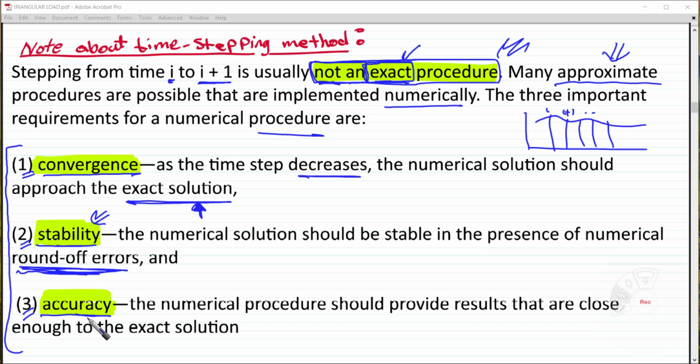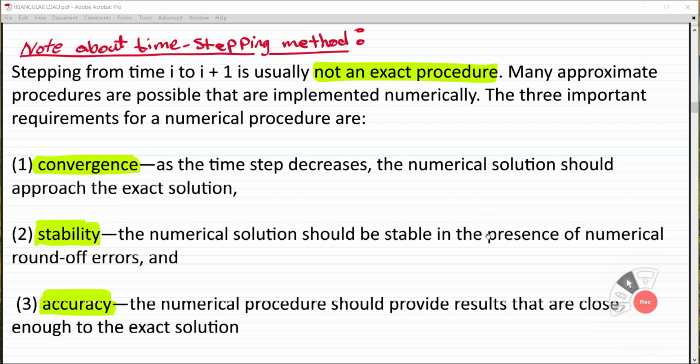The third one is the accuracy. The numerical procedure should provide results that are close enough to the exact solution. We need to maintain some minimum accuracy for our procedure. So these are the important things that we need to keep in our mind whenever we are dealing with the time stepping methods.